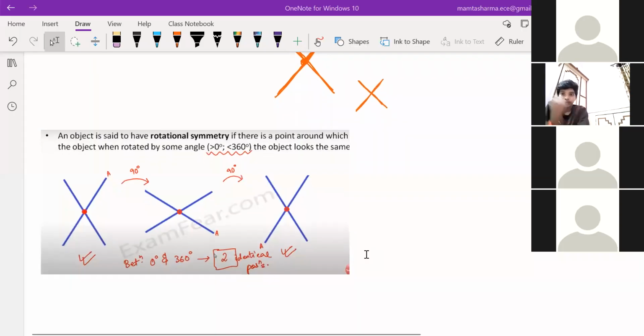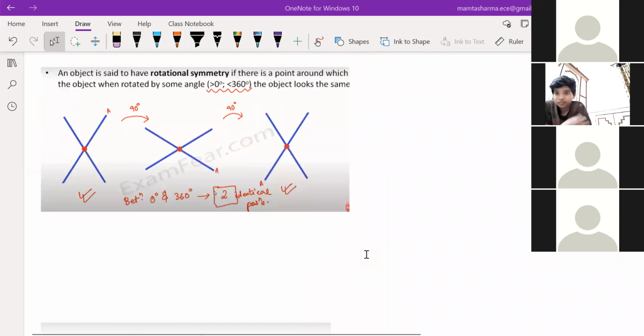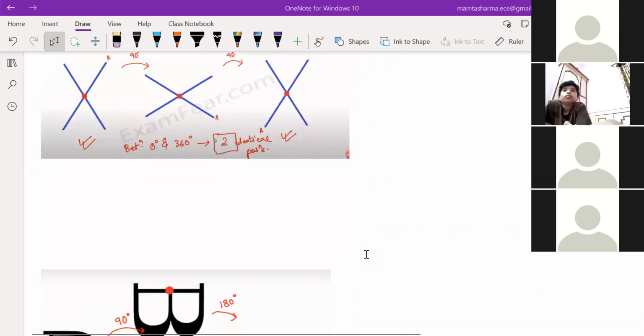Now let me share my screen again. Go ahead, got it? Yes, ma'am. So between 0 to 360, it will take 2 identical positions.